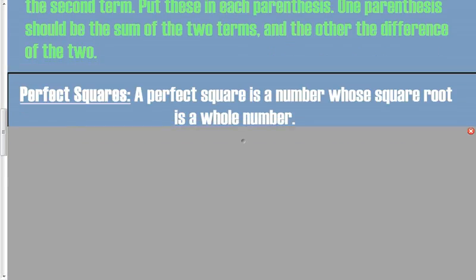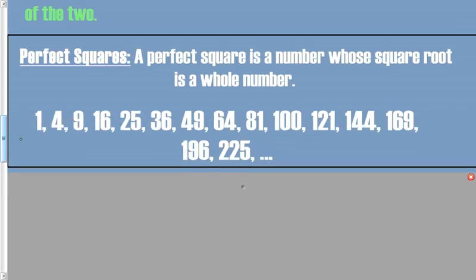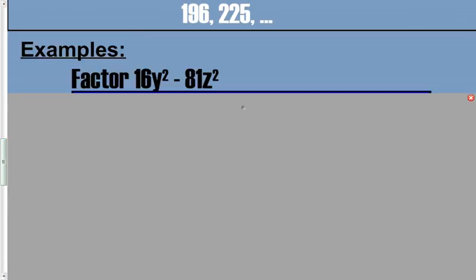Remember, a perfect square is a number whose square root is a whole number. So if you're dealing with numbers, these are all the common perfect squares. The square root of 1 is 1, the square root of 4 is 2, all the way up to the square root of 225, which would be 15, I believe. So let's use those, and let's do a couple of examples.